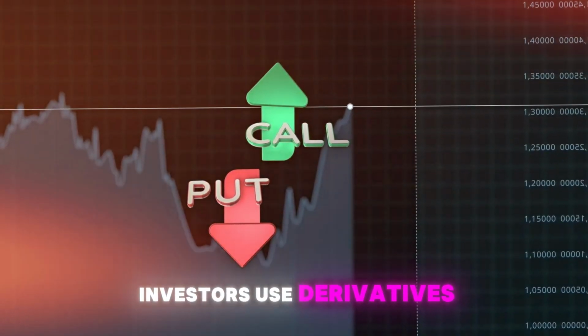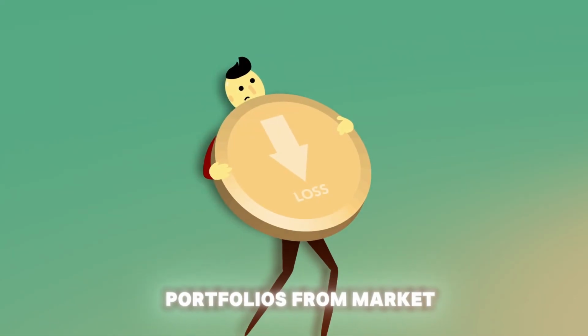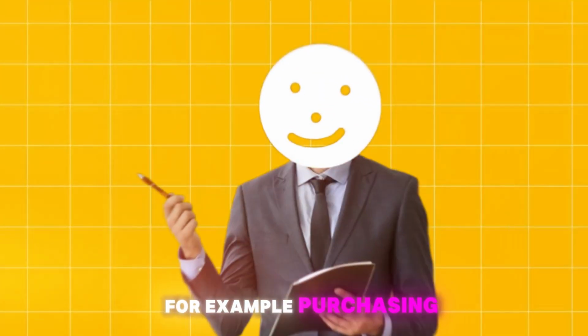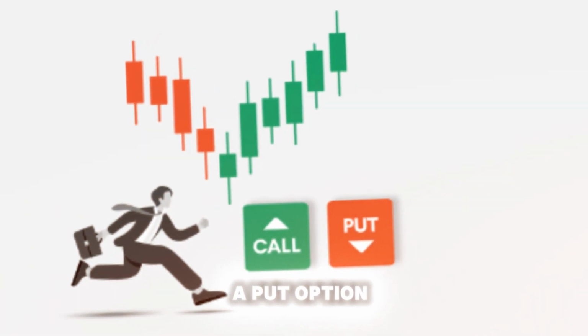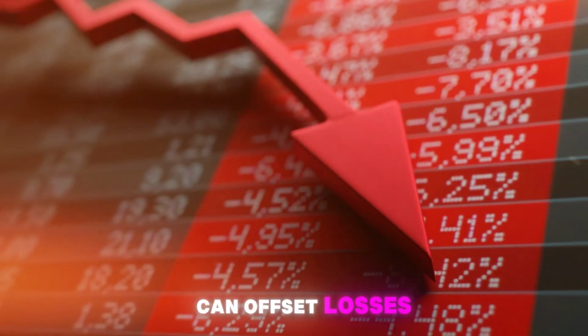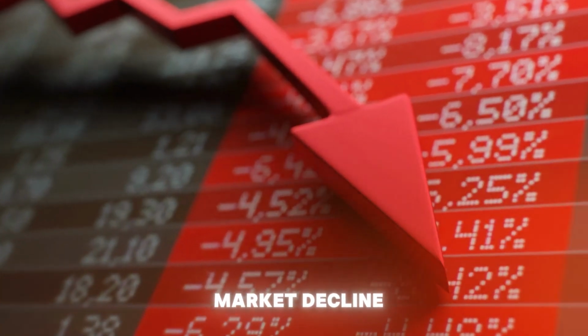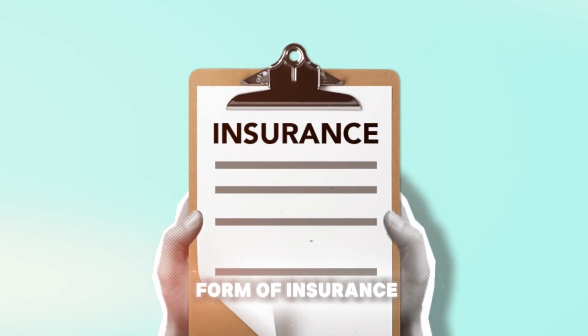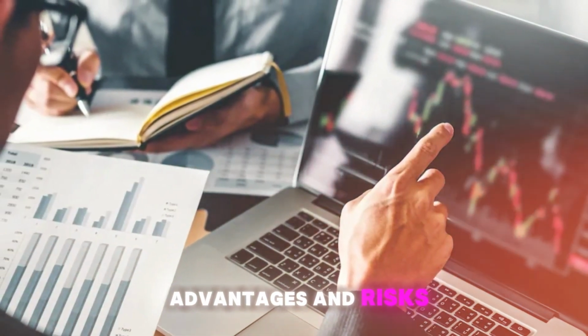Investors and portfolio insurance. Investors use derivatives like put options to protect their portfolios from market downturns. For example, purchasing a put option on a stock index can offset losses in a broader market decline, acting as a form of insurance. Advantages and risks of derivatives.